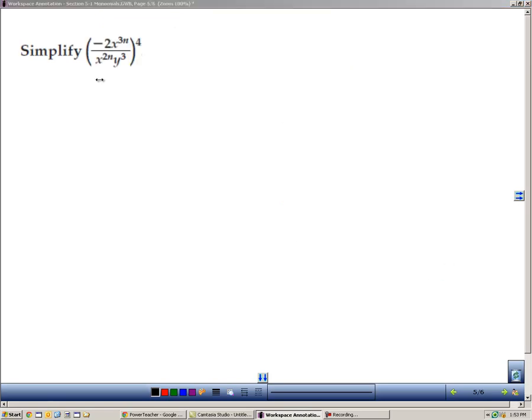Here's a more complicated example that involves multiple rules. Exponent on the outside has to apply to everything. So we'll say negative 2 to the fourth. Then we'll also say x to the 3n times 4, because whenever you take a power to another power, you multiply those. And that's going to be divided by x to the 2n, again times 4, power to a power, and y to the third times 4. Simplifying now, negative 16 x to the 12n over x to the 8n and y to the 12th.